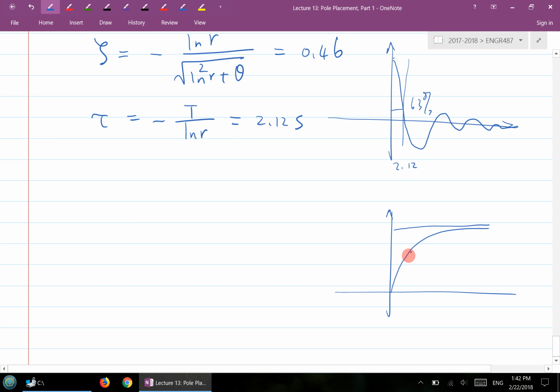If this is an exponential function, then here is, let's say, 63%. If this is 1 here, then this time here, this is tau.